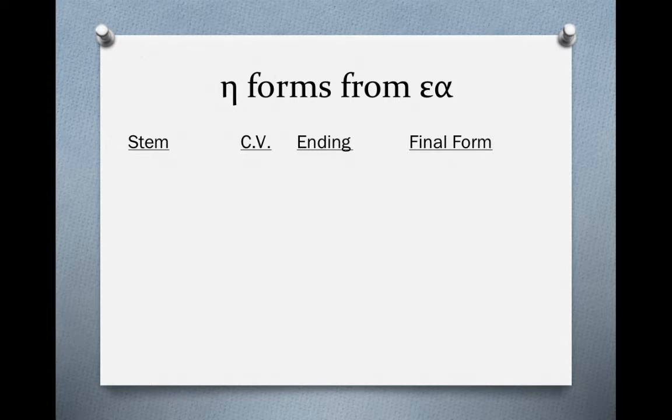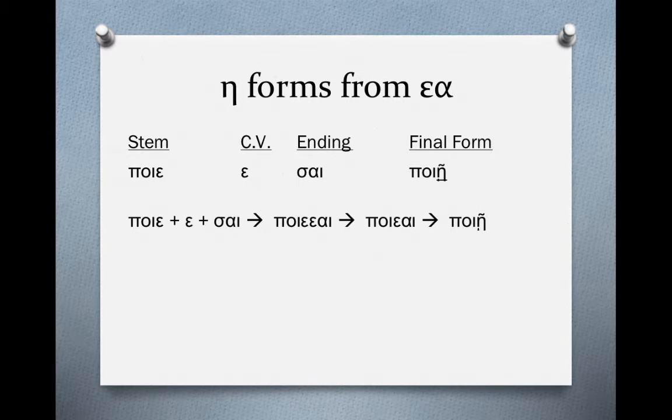But if they're reversed, if it's epsilon and alpha, then the epsilon, we could think of it as a lengthening to an eta. So poieo, if we have a third person middle passive ending, like psi, it ends up with the final form being poie. We might ask ourselves, how did so many letters, what happened to all those letters? Well, they simplified and contracted.